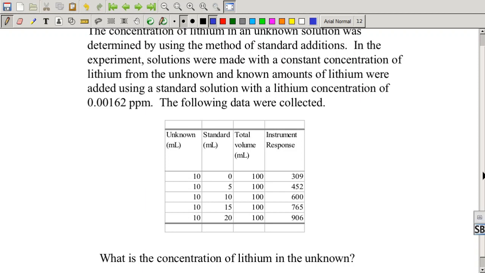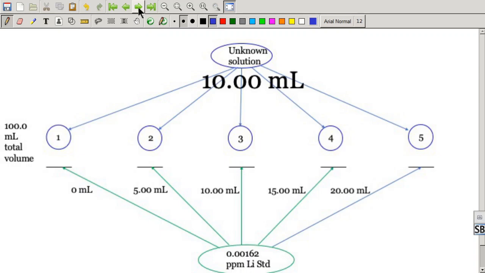Okay, so now we figured that out. Now we have to figure out our dilutions. And this is where I'm experimenting a little bit. We can kind of map this out. And this is useful. Each of our 5 solutions that we measure the instrument response for has 10 milliliters of the unknown solution in it.